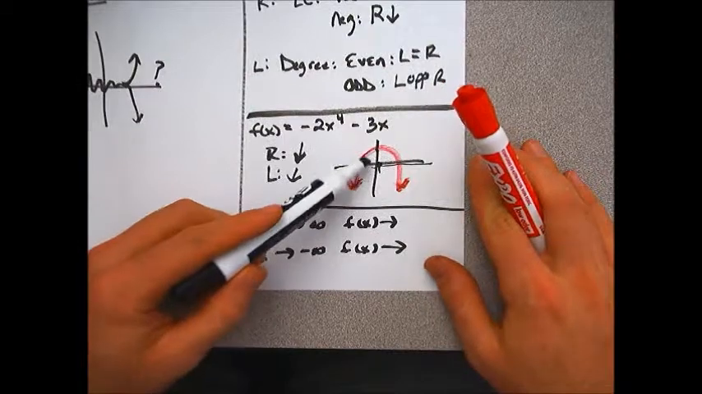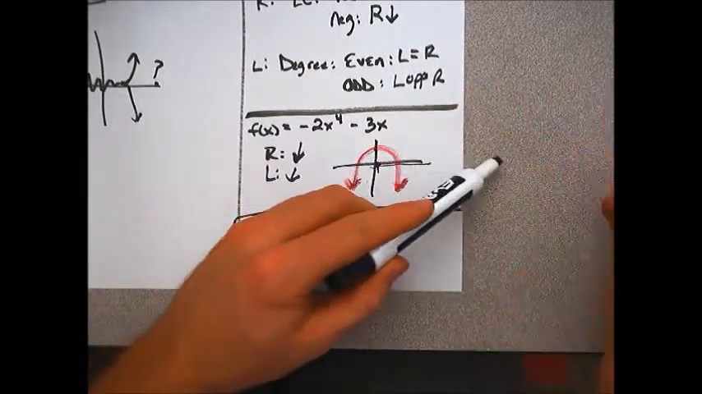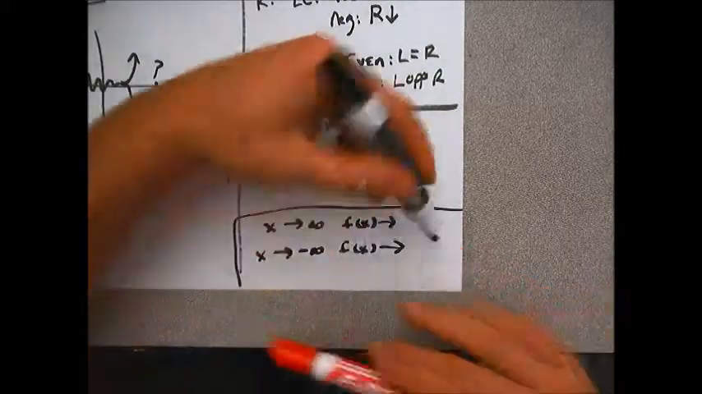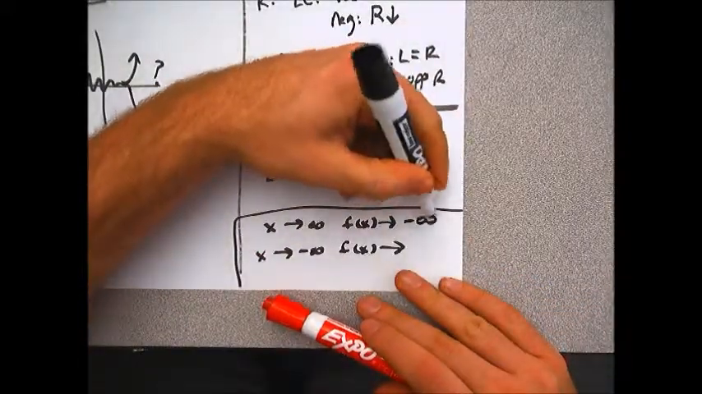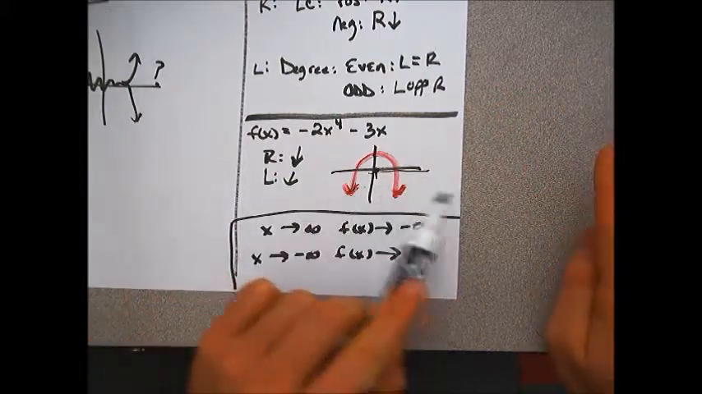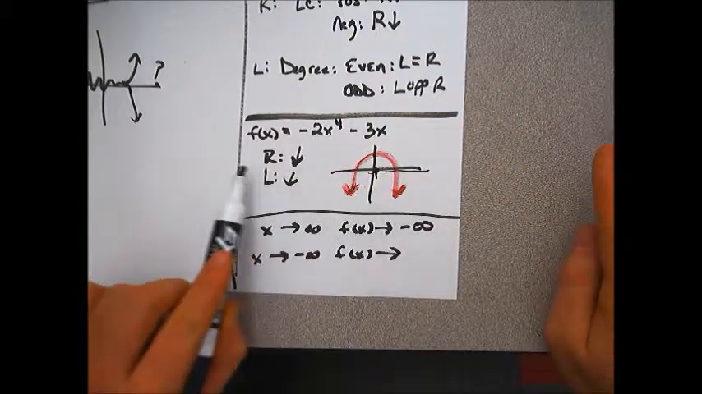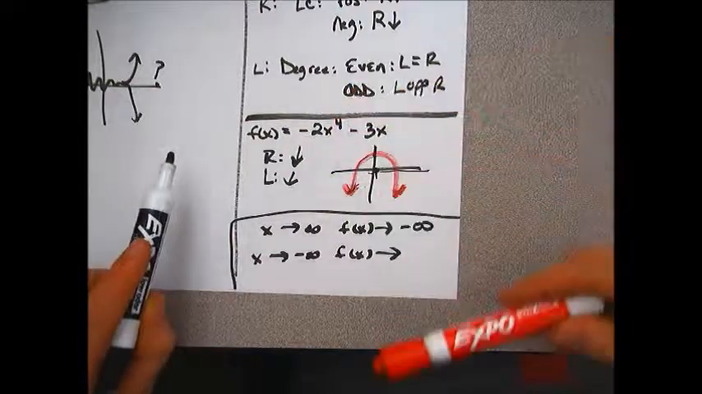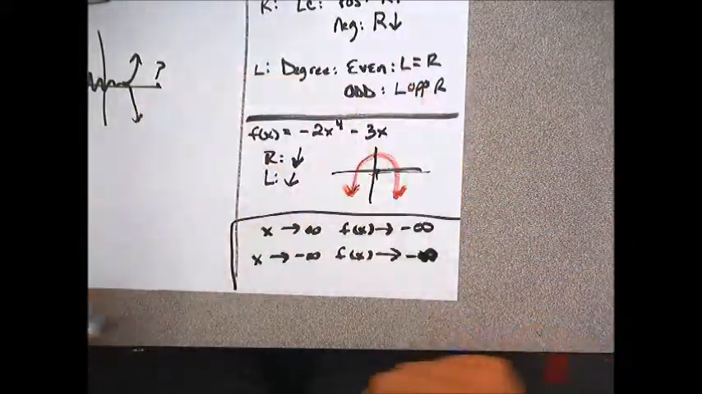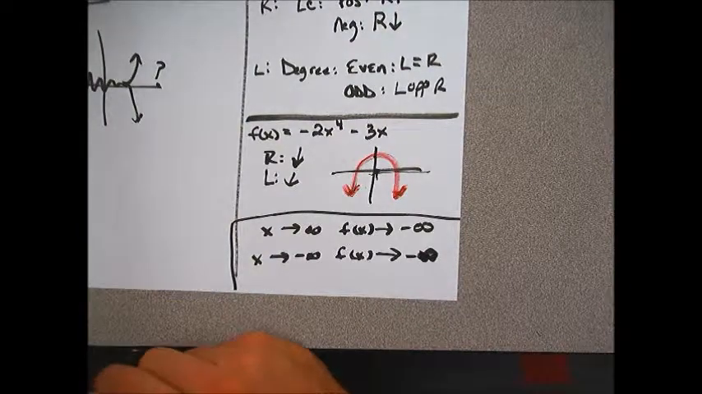So as x is going all the way this way, where's my graph going? Up or down? It's going down. So in this case, it heads towards negative infinity. As x goes to negative infinity, again, x is my left and my right, so as x heads to negative infinity, where's my graph going? Up and down. It's heading down, so in this case, both of these would be negative infinity.